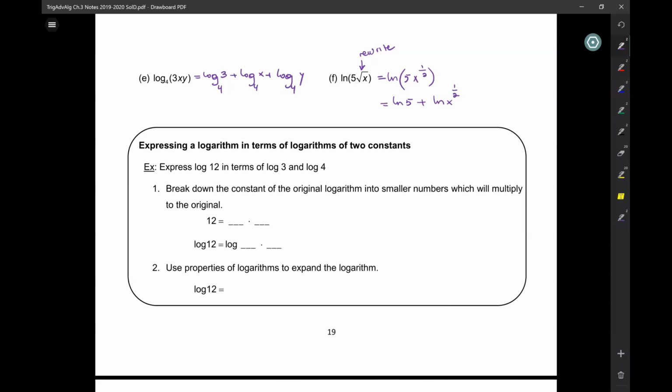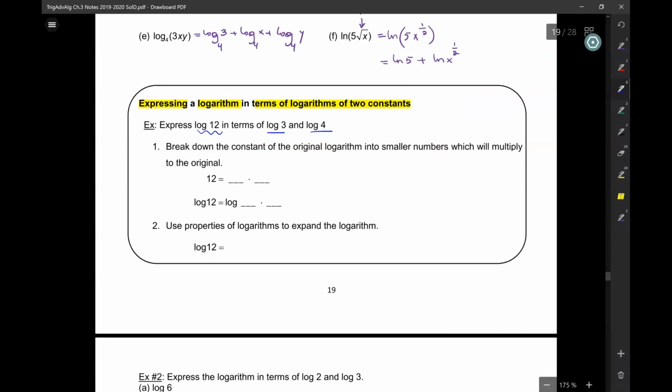Okay? All right. Let's move on to a different situation. What if you're asked to express a logarithm in terms of two different logarithms? For example, we want to express log of 12 in terms of log 3 and log 4. Okay?